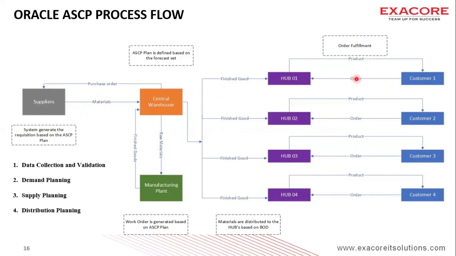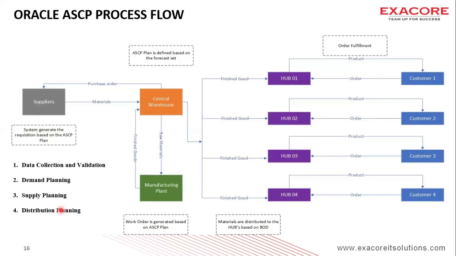Now we have seen how the process of materials is working, how the material flow is happening. Now let's see how ASCP is working to get this done. We have four major processes that ASCP does. One is data collection and validation, one is demand planning, one is supply planning, and another is distribution planning.